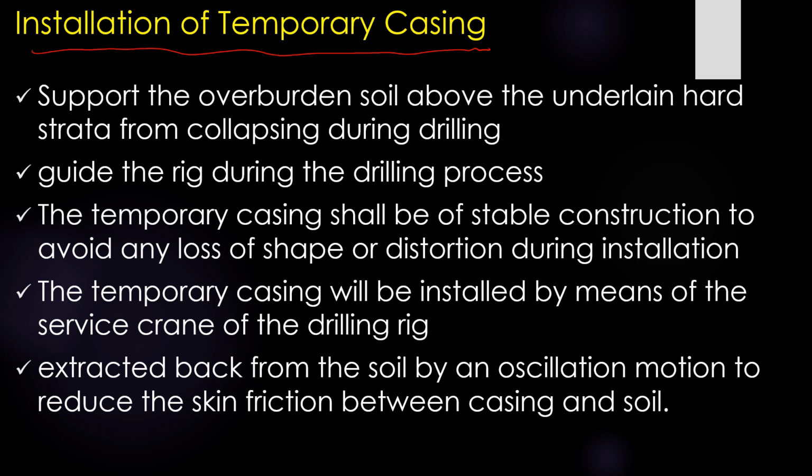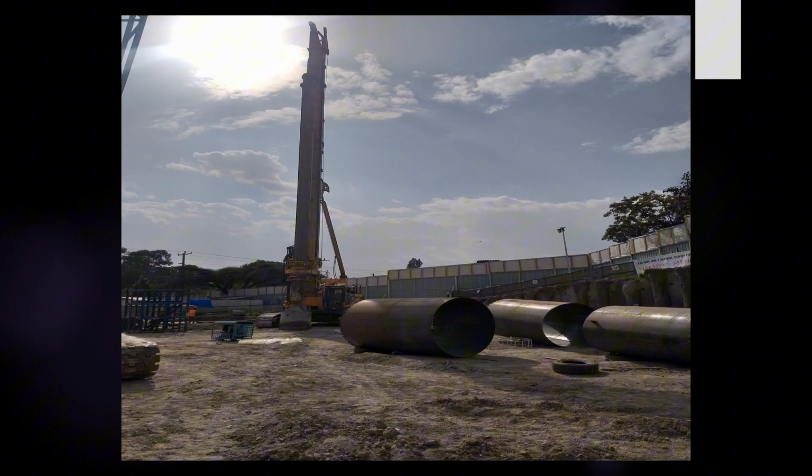This temporary casing must be of a stable construction to avoid any loss of shape or distortion during installation. So this stability is vital for effective drilling. As you can see in this figure, these are what we call our casing. That is going to be used for the integrity.